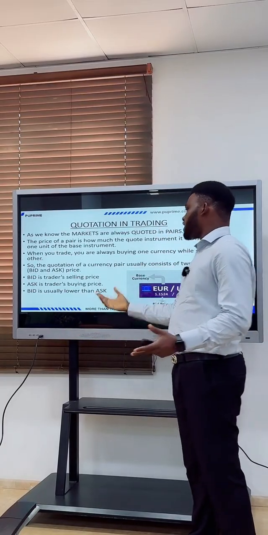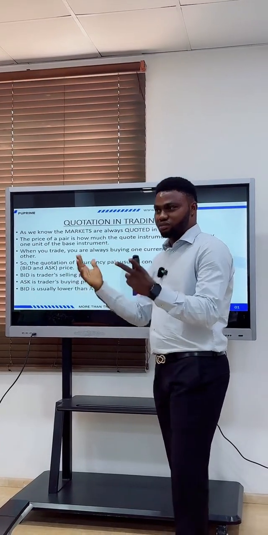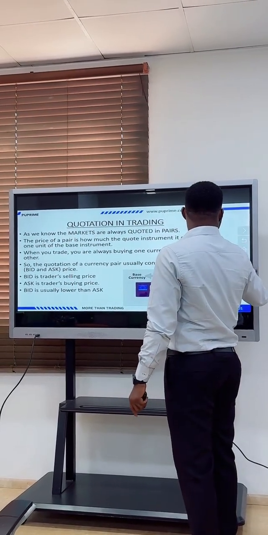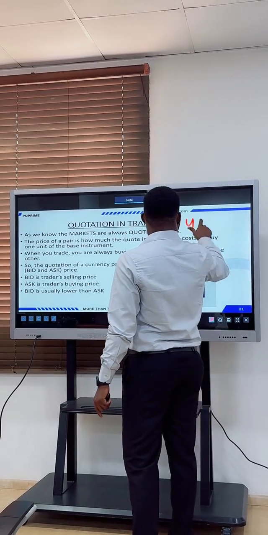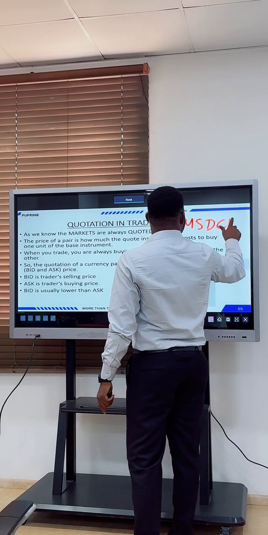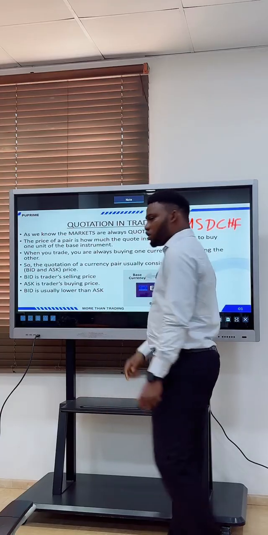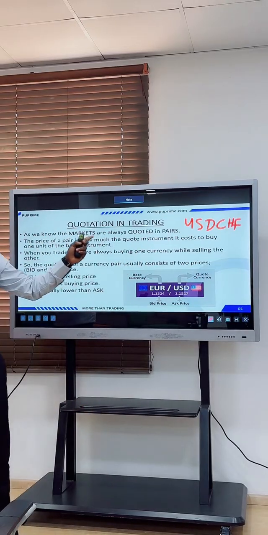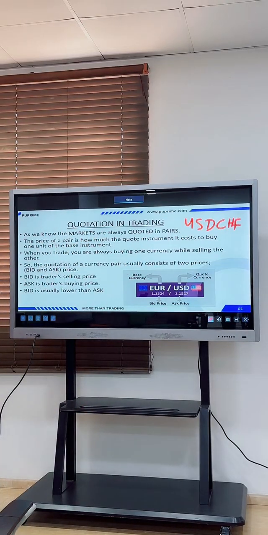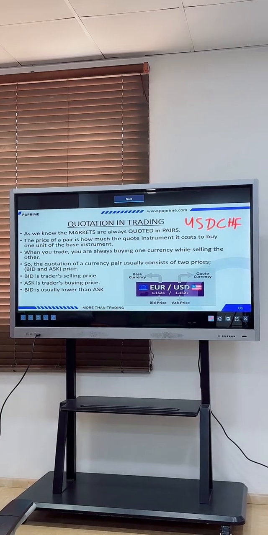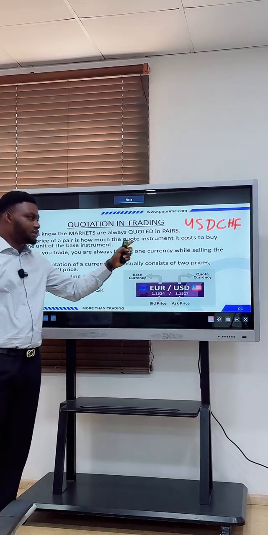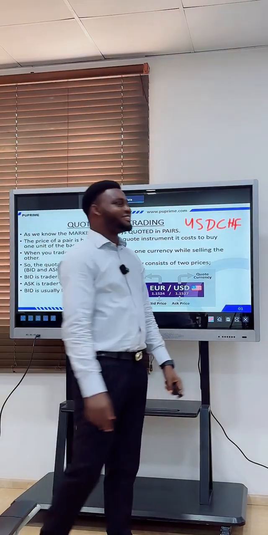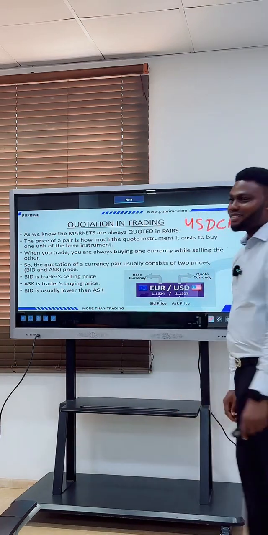So when you are buying, for example, in USD CHF, if you are buying USD, that means you are doing what? You are buying this, we are selling CHF. If we are buying US dollar, USD here is the base currency. CHF is the quote currency. For example, we are buying this currency.